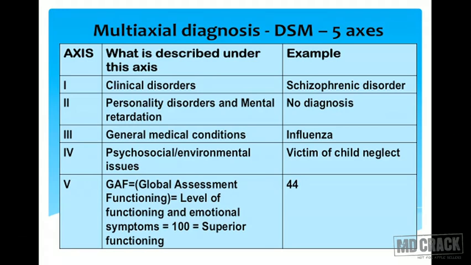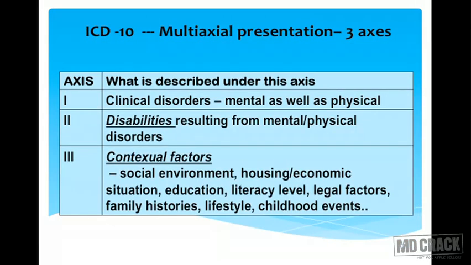So for this patient, if I want to give a multiaxial diagnosis, I'll say that the patient has schizophrenic disorder, no diagnosis as far as personality disorder and mental retardation is concerned. The patient suffers from influenza, is a victim of child neglect, and his global assessment functioning score is 44. This is how you give a multiaxial diagnosis.